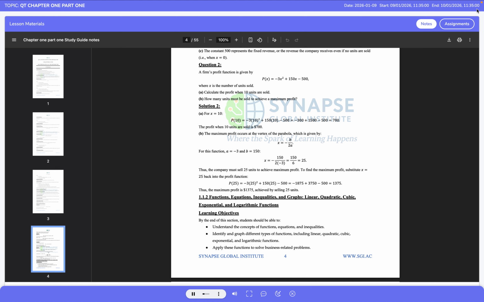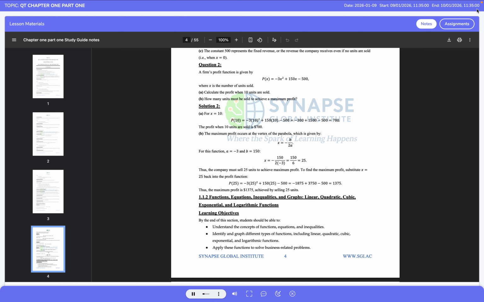In this section, our focus is on functions, equations, inequalities, and graphs, specifically linear, quadratic, cubic, exponential, and logarithmic functions. By the end of this section, you should be able to understand the concepts of functions, equations, and inequalities, identify and graph these different types of functions, apply them to solve business-related problems, solve equations and inequalities associated with them, and interpret their graphical representations in business contexts.